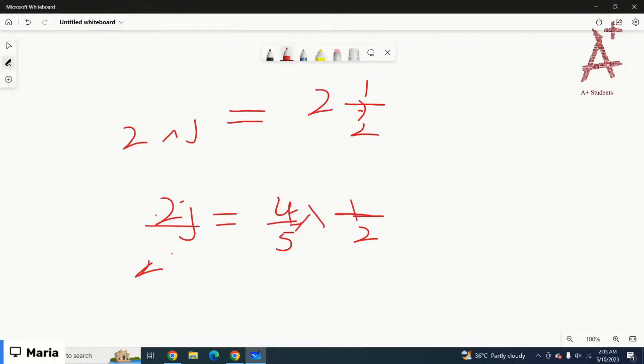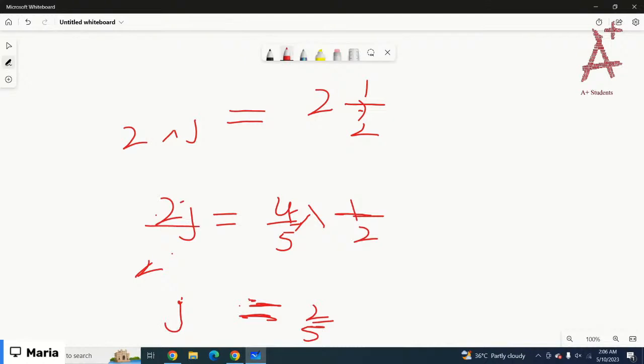So 2 and 2 cancel out. You are left with j here, and at this side you can divide 4 by 2, so it would be 2 times 2 is 4. So here at this side you are left with just 2 over 5. That means that j equals 2 over 5. When multiplied by j, the answer equals 4 over 5.